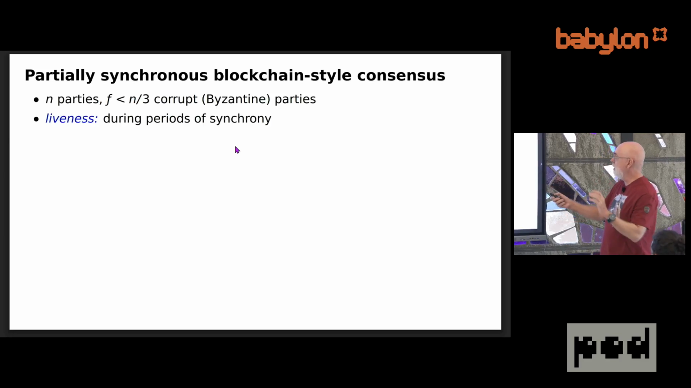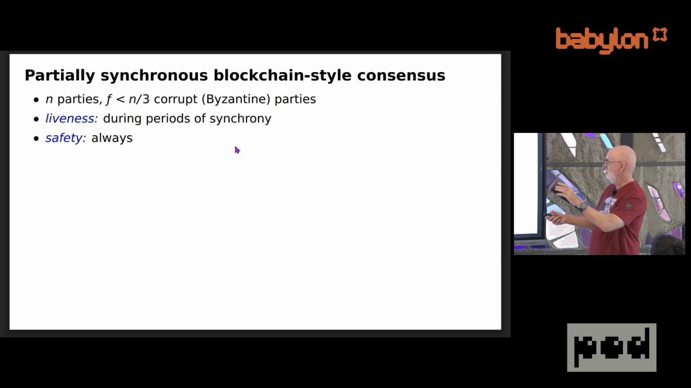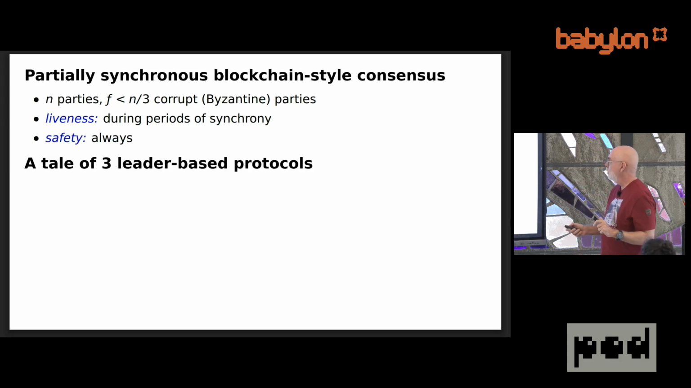We have n parties, less than a third are corrupt. Liveness means we only have liveness during periods of synchrony. Safety, always. And I'm going to introduce you to Kudzu by way of two other protocols.